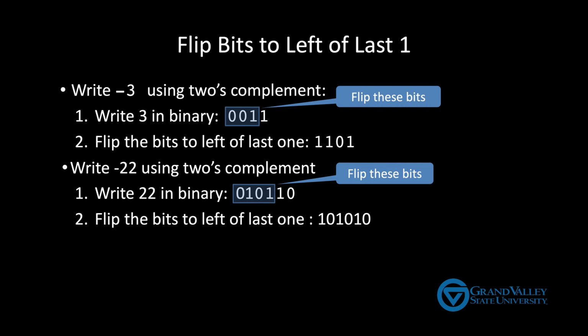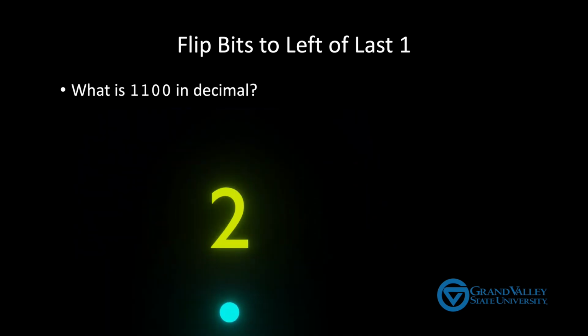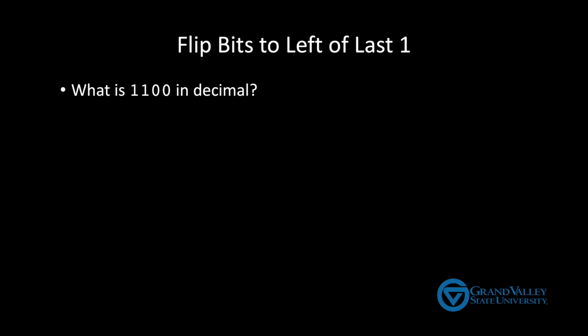And like the first shortcut, this one also works in both directions. So use it to find the decimal value for 1100. This time only the leftmost bit gets flipped, which gives us 0100, telling us that this is the 2's complement for negative 4.